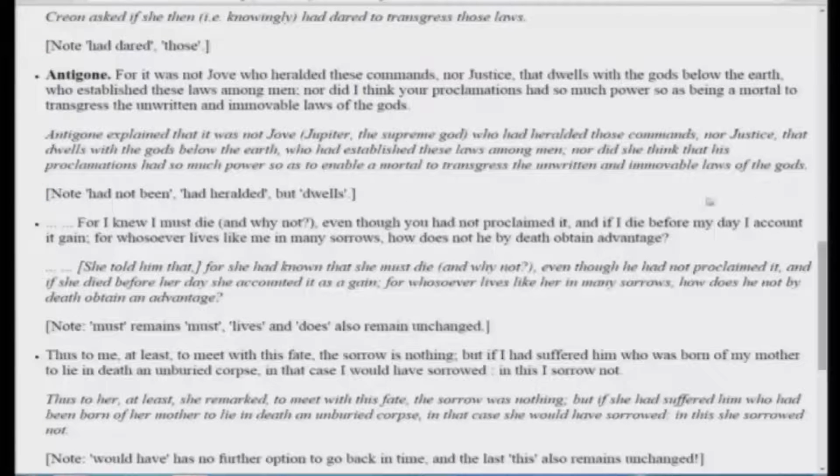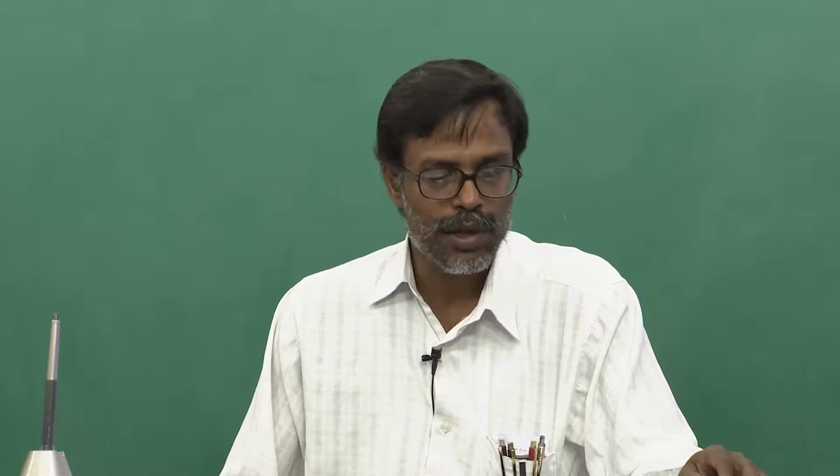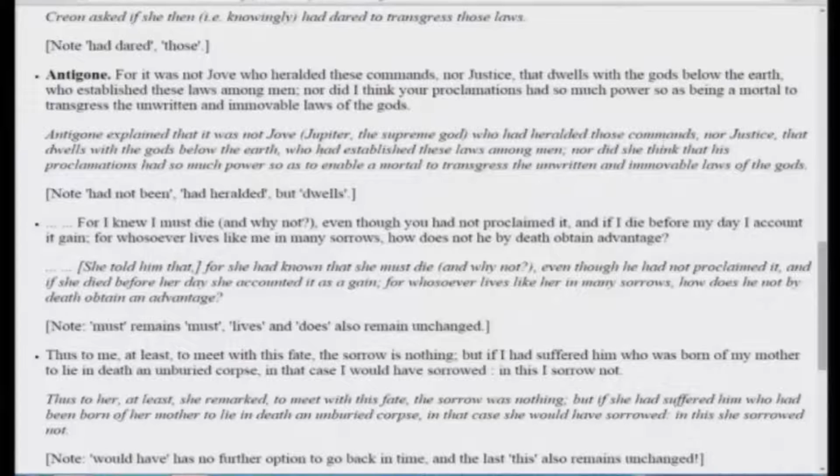Okay? Make note here of two things. One is that other things are following the normal rule, the present becoming past, the past becoming past perfect, and so on. But justice that dwells with the gods below the earth remains as such, because if we take Antigone's theory, or if we take the theory prevalent at that time, which is not such a very irrational idea, then it still dwells. That is something in the line of a universal truth. Okay. So, that dwells with the gods below the earth remains as such.